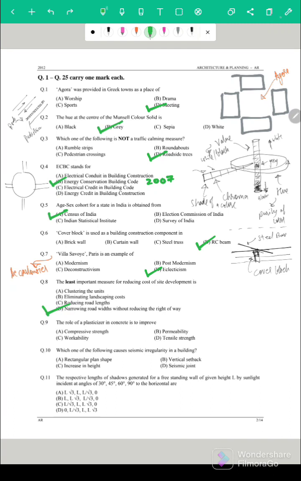Next question is, the role of plasticizer in concrete is to improve. So the correct answer is option number C, workability. So a plasticizer helps to increase the hardening process of concrete, and in this manner it improves its workability.